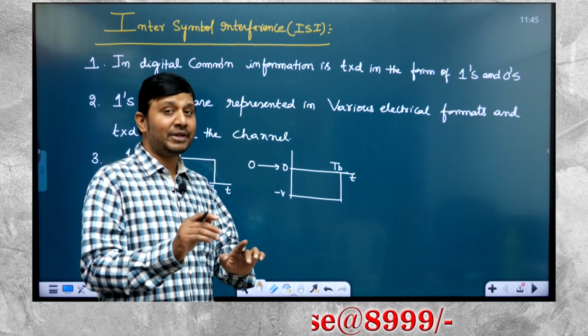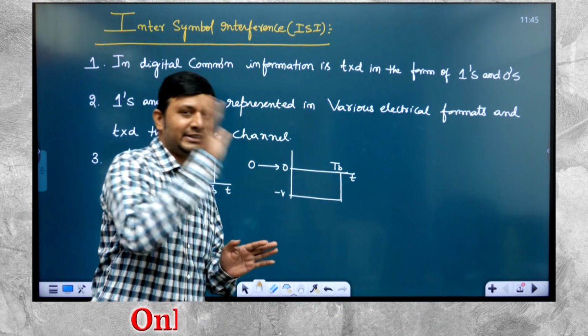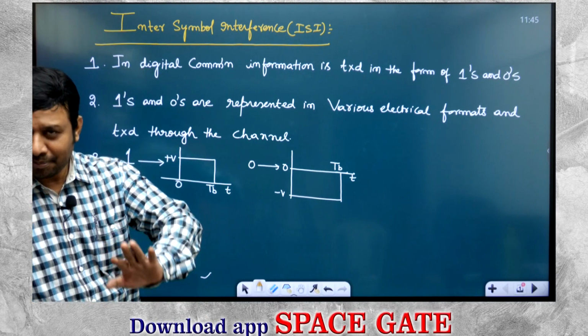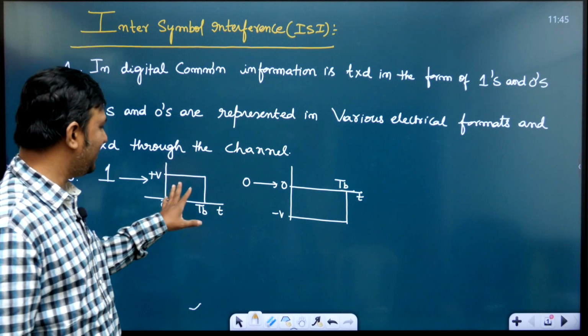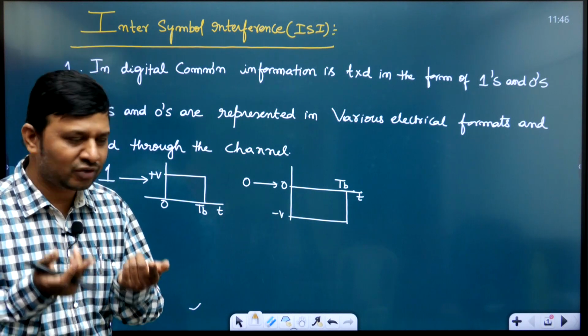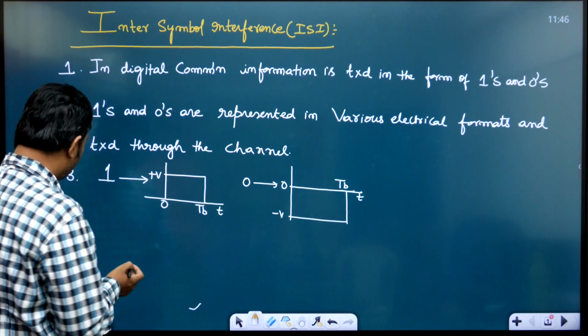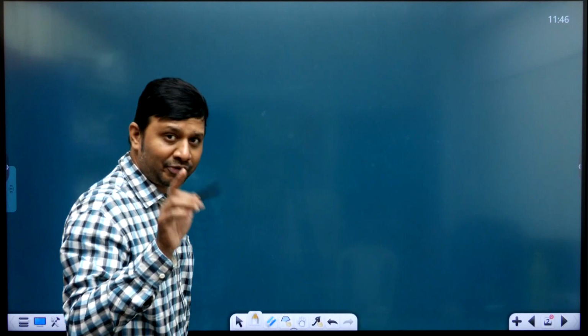Now these kind of rectangular pulses are transmitted through the channel. What happens if we transmit these rectangular pulses through the channel? We have to discuss that. But before that, let us discuss the spectral characteristics of this rectangular pulse. Spectral characteristics means Fourier transform. Now what are the spectral characteristics? In the next slide I will discuss. That becomes your fourth point.